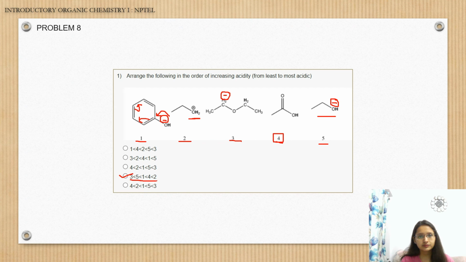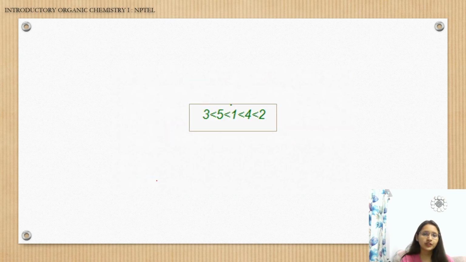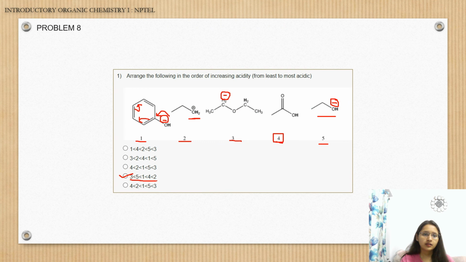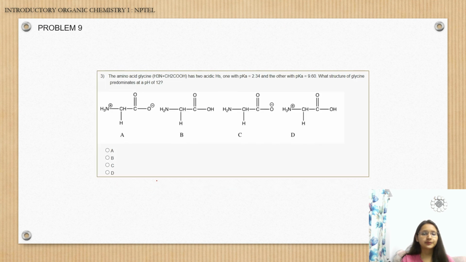Okay, so if not, then I'm moving towards this problem number 9. So in the problem number 9, they are asking the amino acid glycine has two acidic hydrogens, one with a pKa of 2.34, one with pKa 9.6. What structure of glycine predominates at a pH of 12?